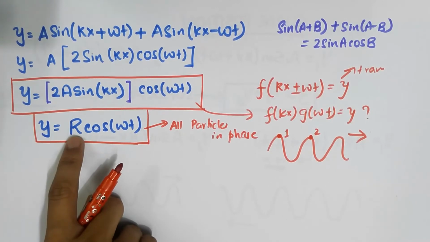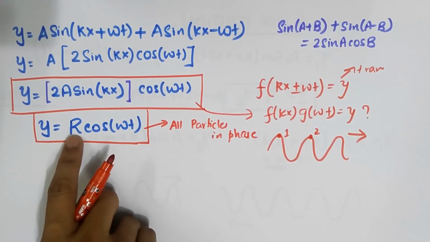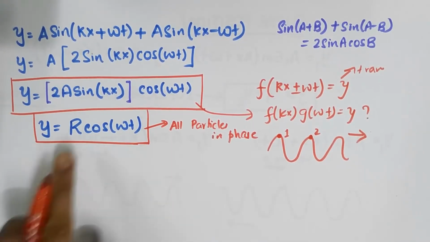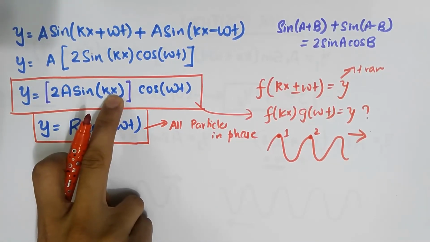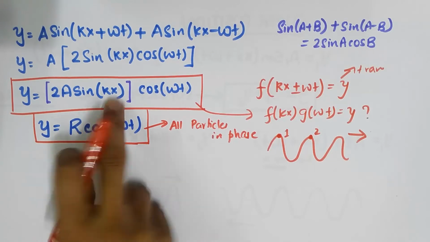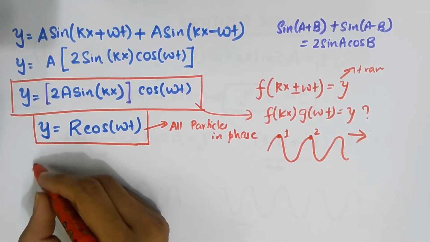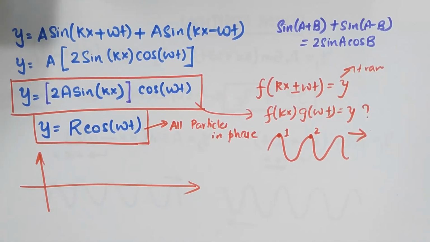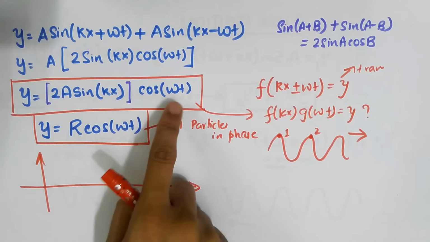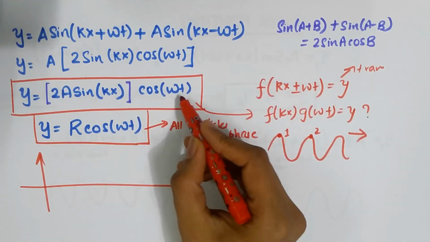But notice every particle doesn't have the same value of amplitude. This represents the amplitude, right? R is the amplitude. And notice amplitude depends on the value of x. That means if you were to try and plot this over here, what would the plot look like? Well, I can only plot it at some value of time t.